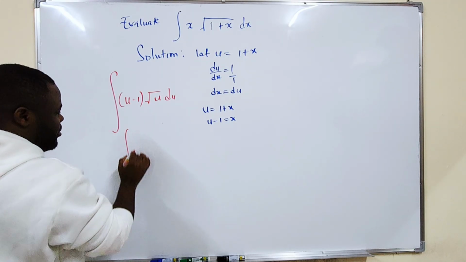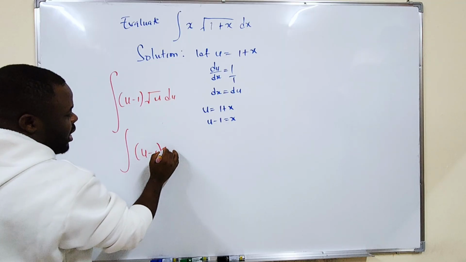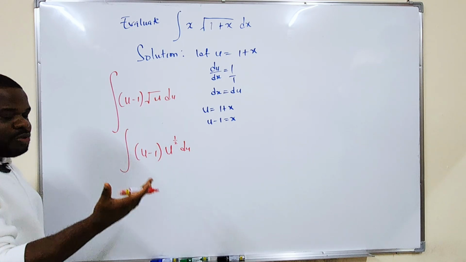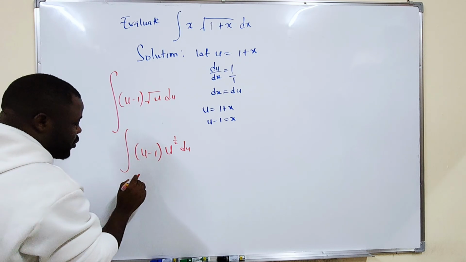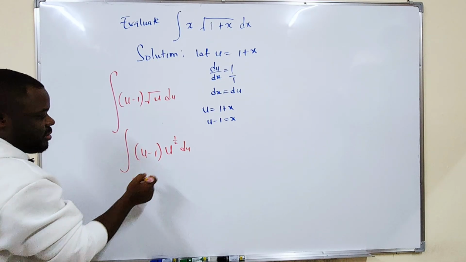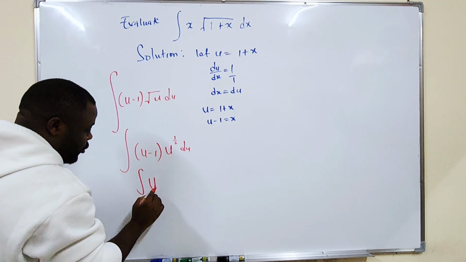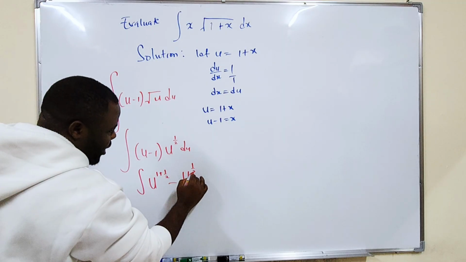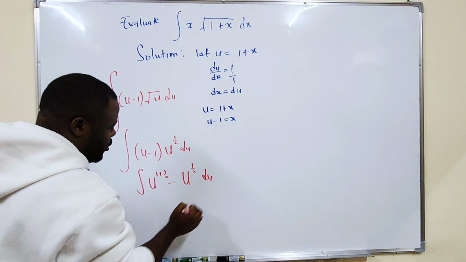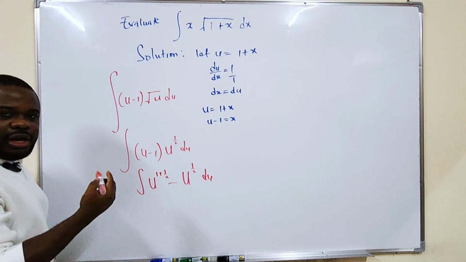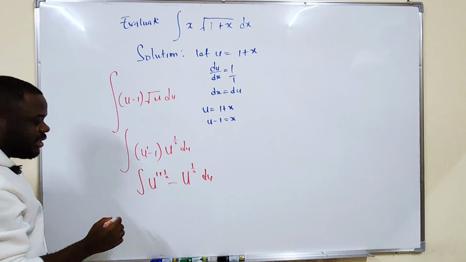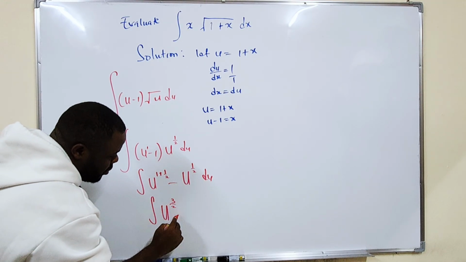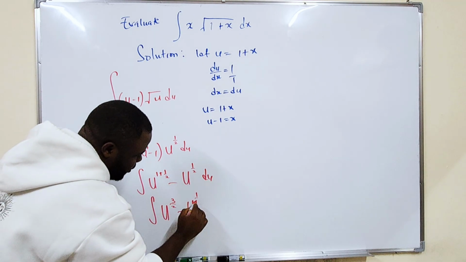So here I can easily simplify this to be u minus 1 multiplied by u to the power 1 over 2 du, because square root is the same thing as a power of a half. So I'll now open this bracket by expanding. This will now be u to the power 1 plus 1 over 2, minus u to the power half, du. Because they have the same base, their powers are going to add. So this will now be u to the power 3 over 2 minus u to the power half du.